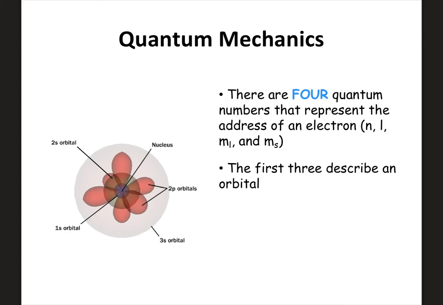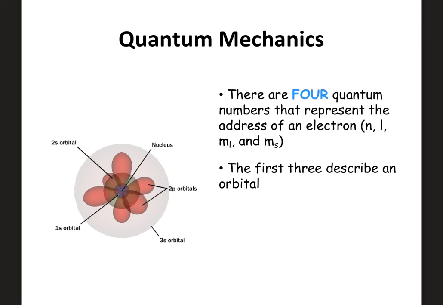I'm going to start this video by talking about the different quantum numbers that represent the address of an electron, and then eventually we'll get into electron configurations, and more specifically for this video, we'll learn how to do orbital diagrams. Okay, so we're going to start here with some quantum mechanics.